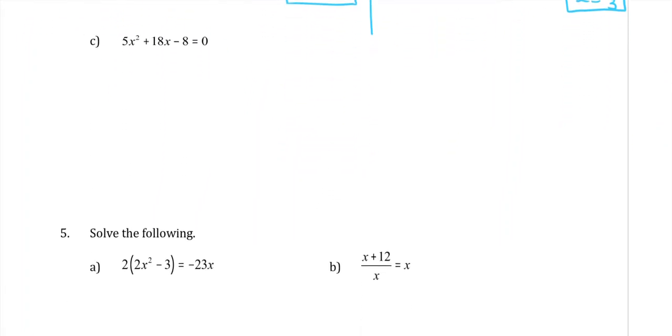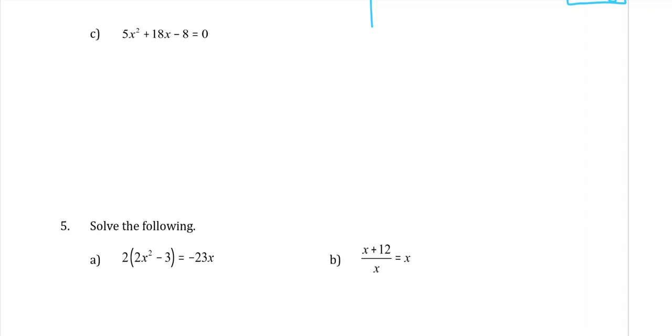Question C, one more of these non-monic ones. So let's times the 5 with the minus 8, which means we're looking for numbers that times to give negative 40, and they're going to add to give 18. That would be 20 and negative 2. So let's split the middle term to be 5x squared plus 20x minus 2x minus 8 equals 0.